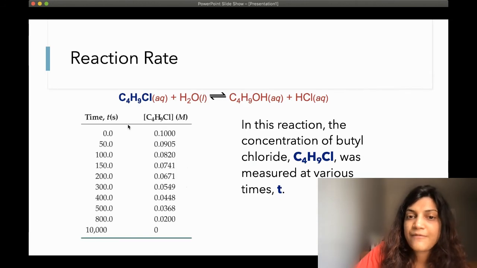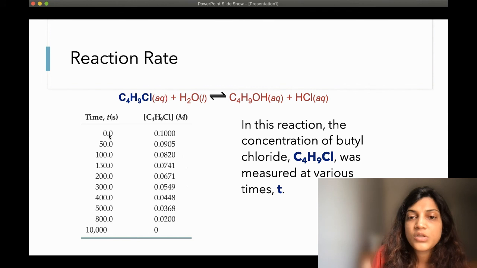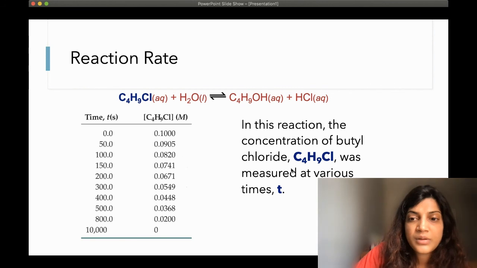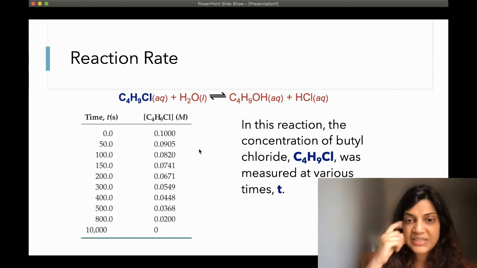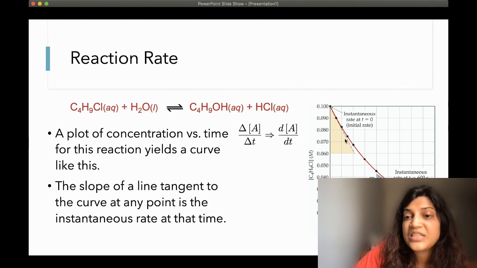In this example, we have butyl chloride, which is C4H9Cl, and we are reacting it with water to form butyl hydroxide. This table tells you the concentration of butyl chloride over time. At time equal to 0, which is the start of the reaction, we have 0.1 molar butyl chloride. But at the end of the reaction, after 10,000 seconds, there is nothing, 0 molar butyl chloride left in the reactant space, right? So we can plot this to understand how a reactant changes over time, and we can see that the reactant follows this kind of curve. So this is how we determine the reaction rate.